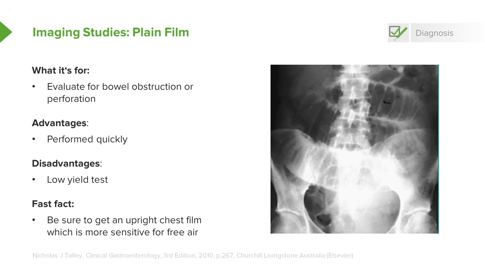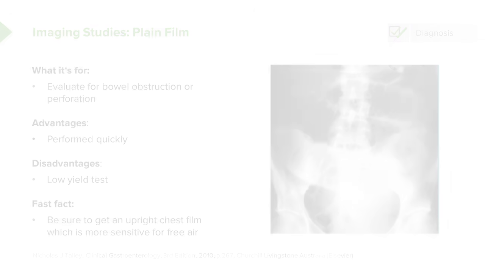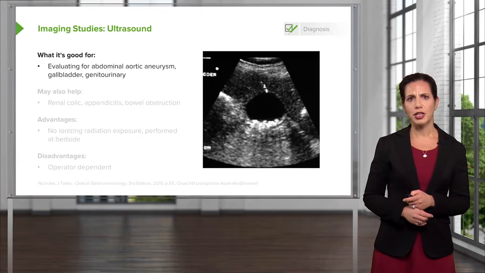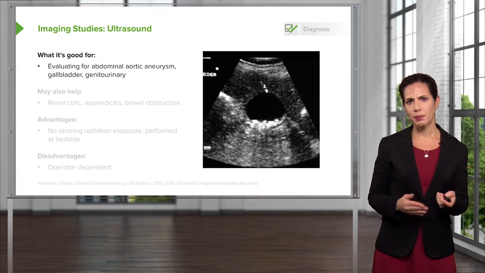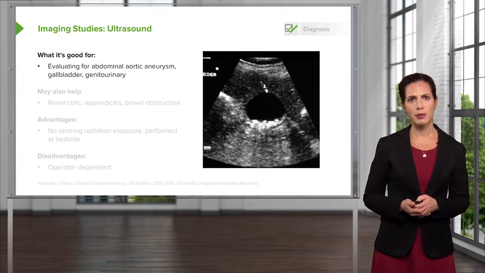Now, again, I want to stress that this is not the most sensitive or specific test for either bowel obstruction or perforation. So if you are very worried about those conditions, you're going to want to move on and get a CAT scan. Ultrasound is another option when looking for pathology in patients who are coming in with abdominal pain.